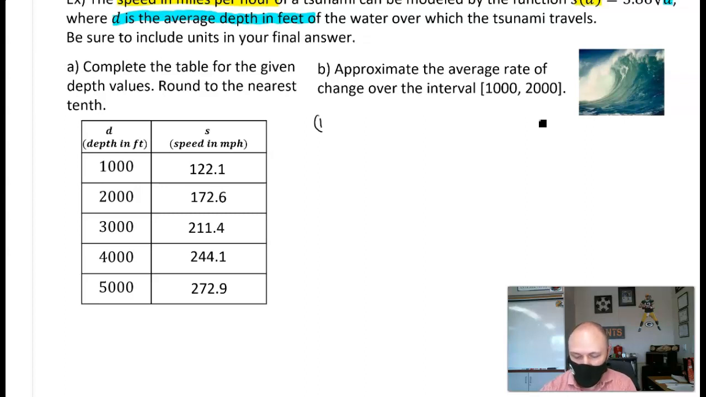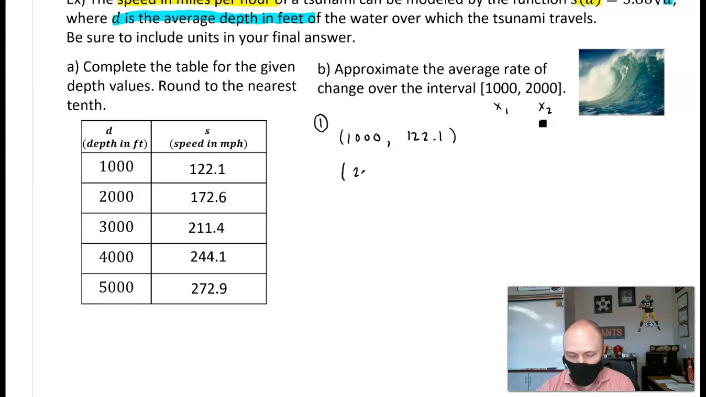So step one, I'm going to find my points. Remember, these are your x values, x1 and x2. So at 1,000 feet of depth in the ocean, how fast is this tsunami traveling? 122.1.